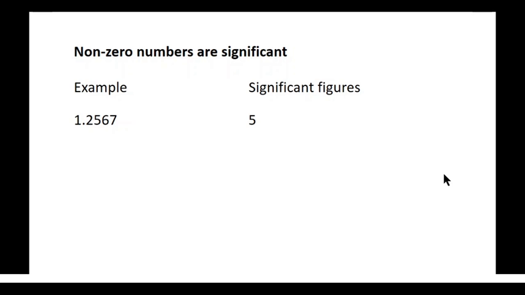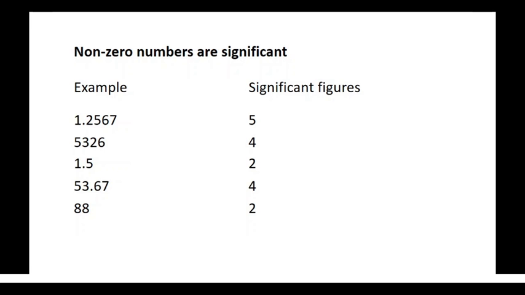For example, 1.2567 has 5 significant figures. 5326 has 4 significant figures. 1.5 has 2. 53.67 has 4 and 88 has 2 significant figures. Confusion arises when there are zeros in the measurements.